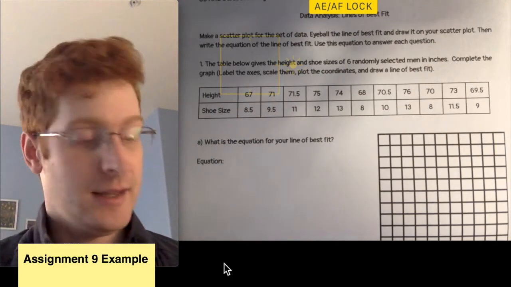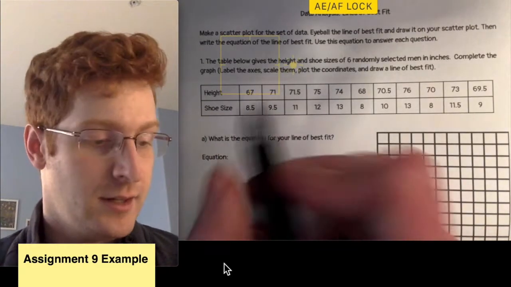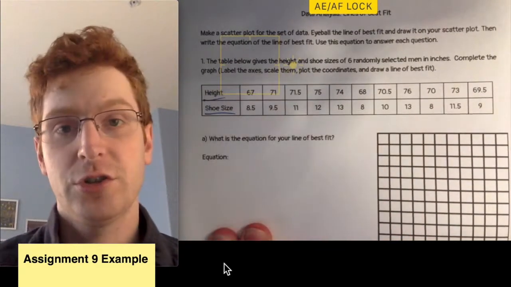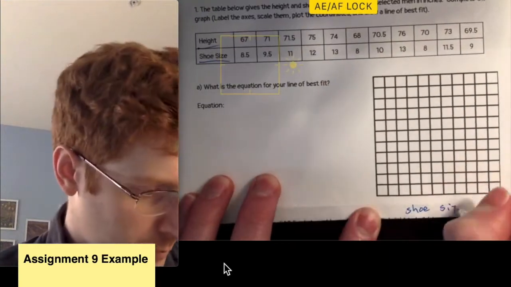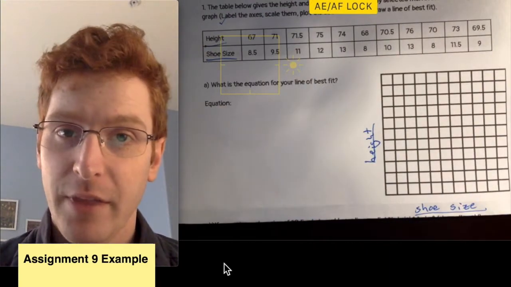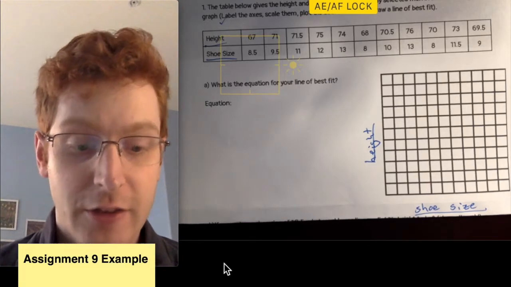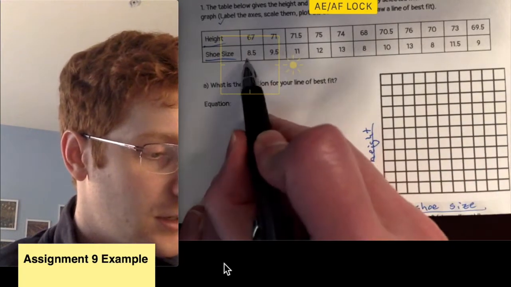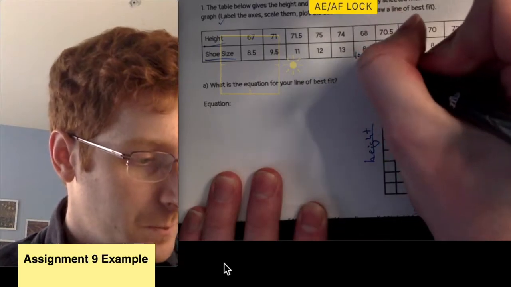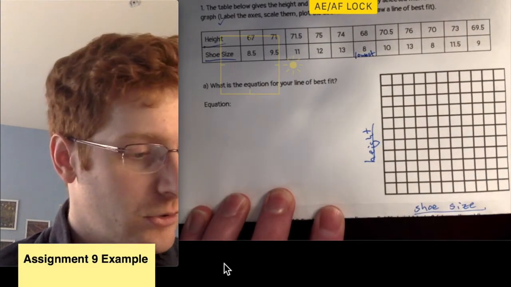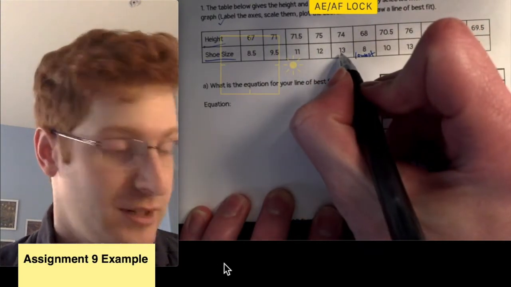I'm going to go ahead and label the axes based on the categories of data, which are shoe size and height. Now I want to scale them so that there's a window where all the data fits. So for the shoe size, the smallest value looks like it's going to be 8, and the highest value looks like it's going to be right next to it at 13.